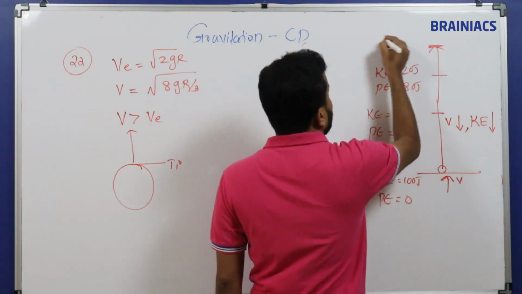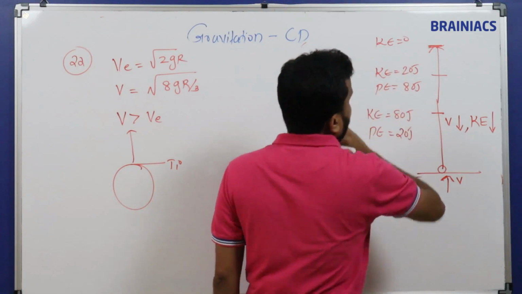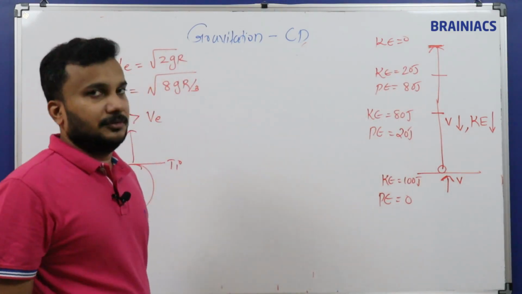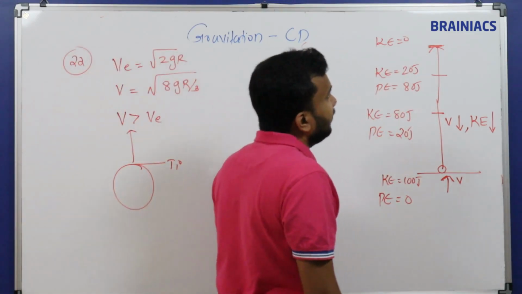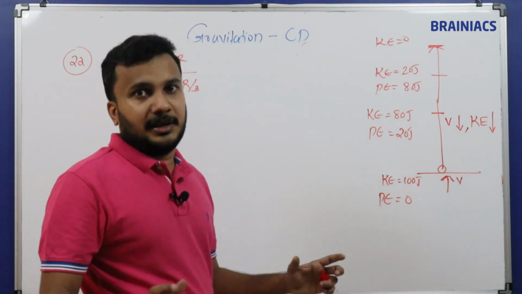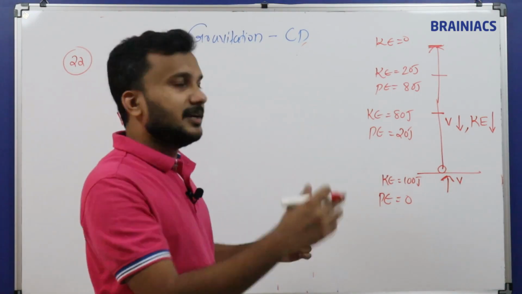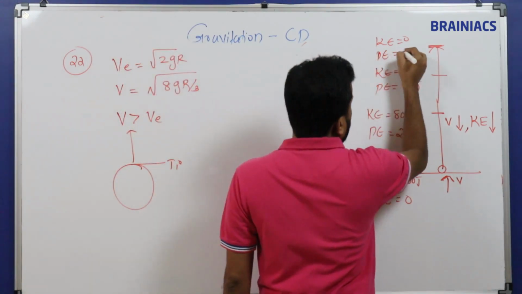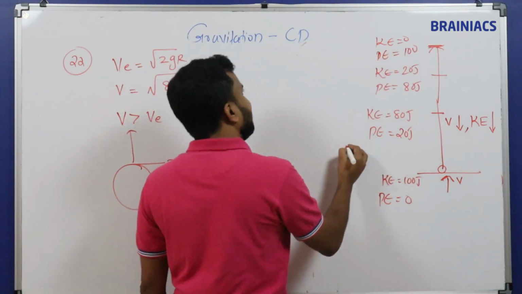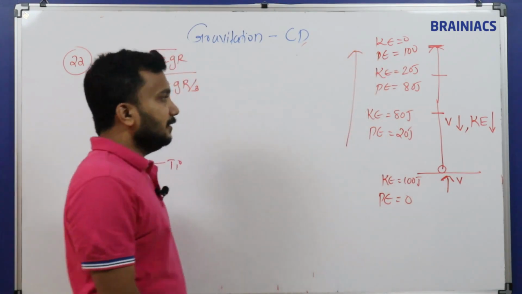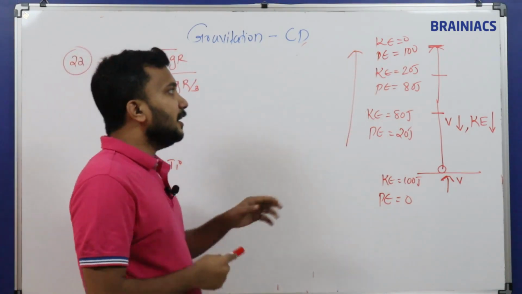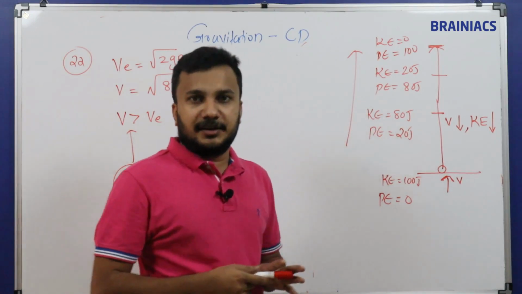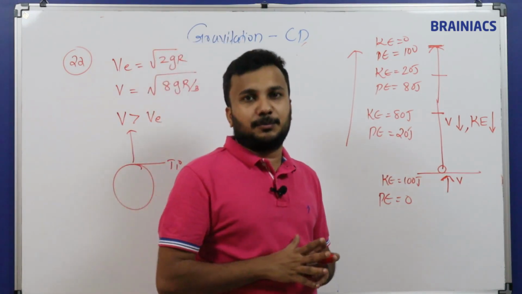Now it reaches the maximum height, as in normal projection cases. Here I can say kinetic energy is equal to 0, potential energy is equal to 100. So what trend can you see over here? The trend means there is a losing of kinetic energy and a gaining of potential energy.